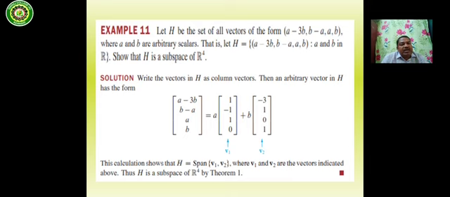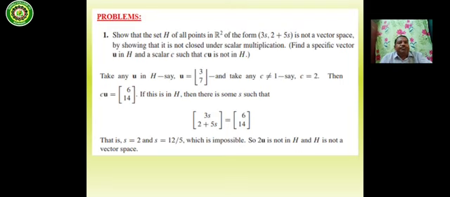So the elements of H are linear combinations of the vectors v1, v2. So by the previous theorem, H is a subspace of the vector space. Here there are 4 coordinates, so we say that it is a subspace of R power 4, or R4.